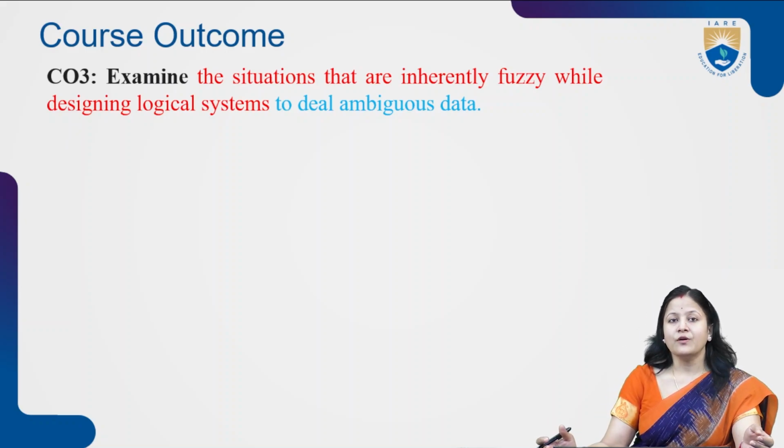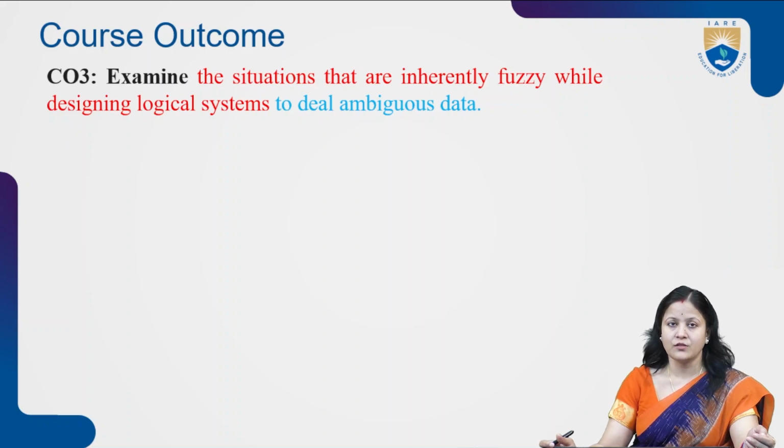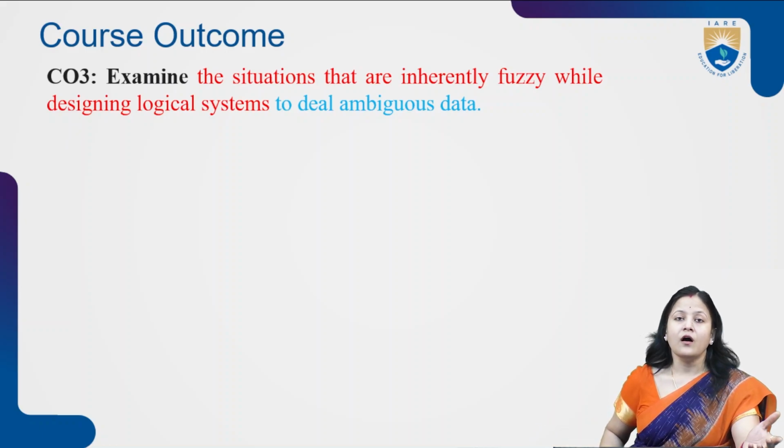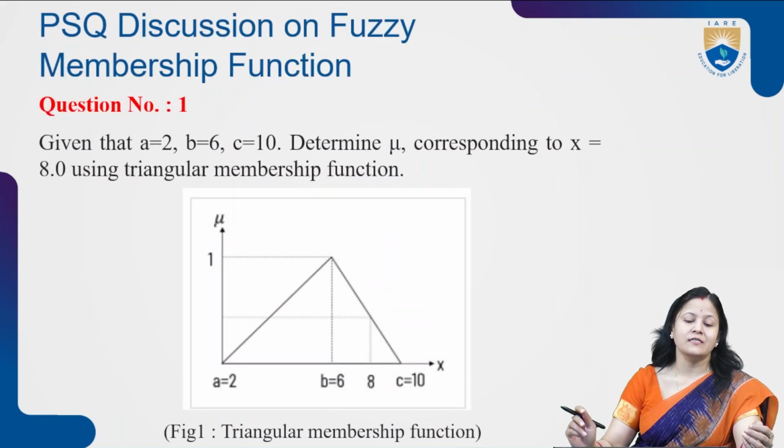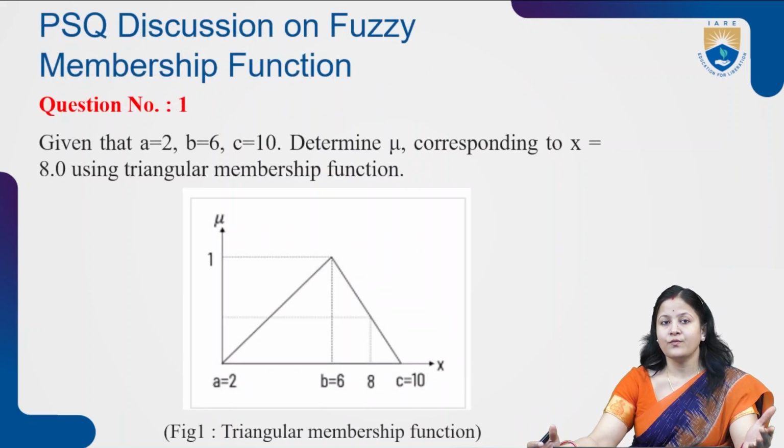After the completion of this course, students can examine the situations that are inherently fuzzy while designing the logical systems to deal with ambiguous data. So this is the course outcome for our course Applied Artificial Intelligence. Now let me discuss the first question.